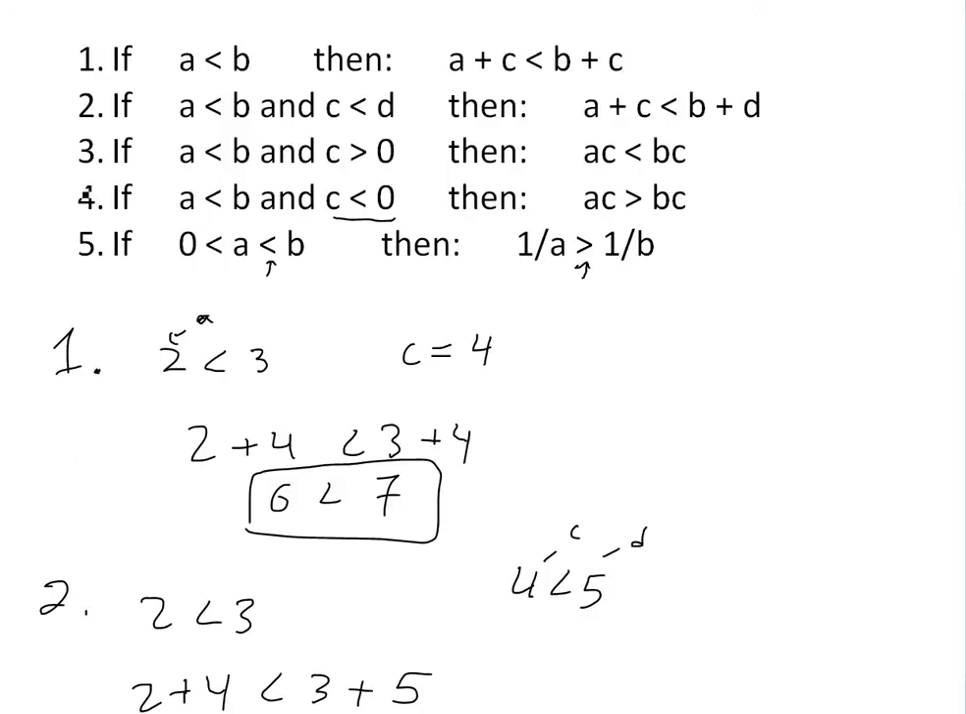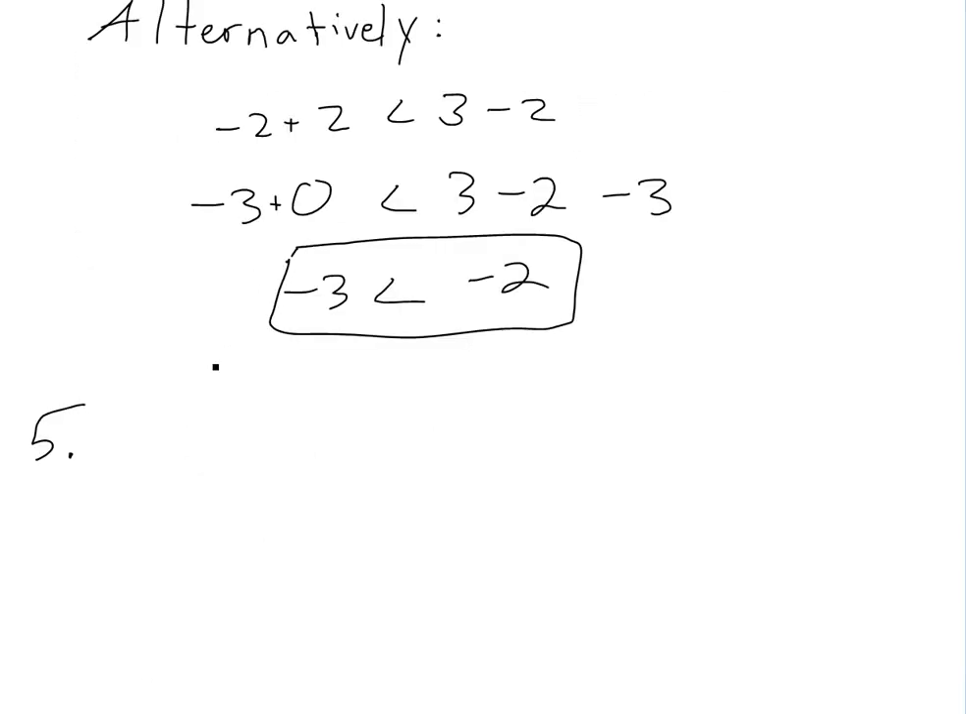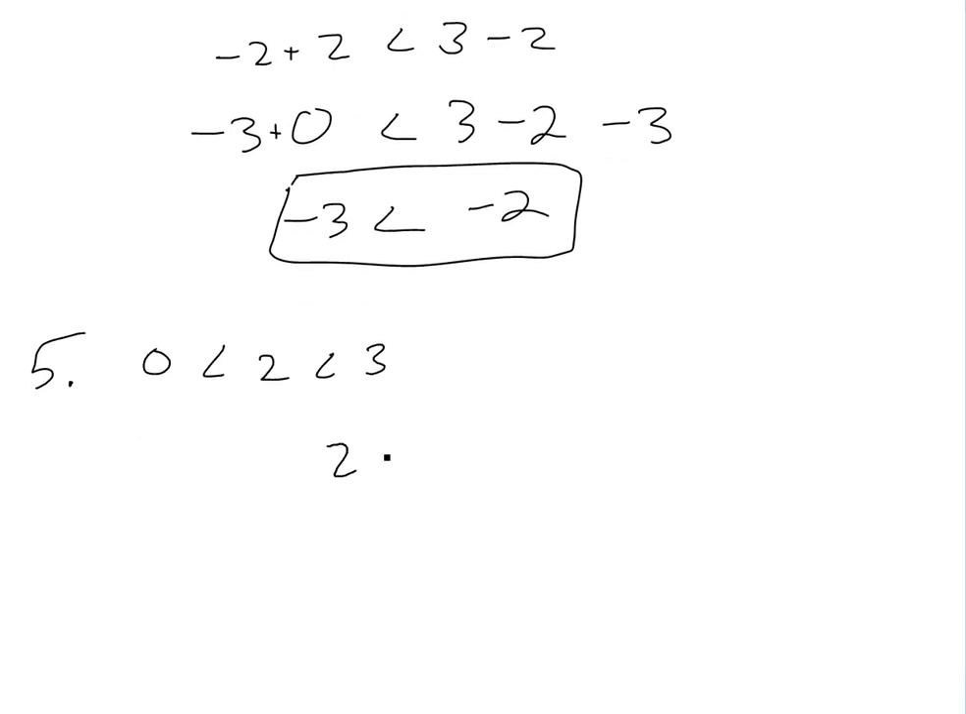In number 5, the rule is basically that if a and b are positive, and a is less than b, so both are greater than 0, then you switch signs when you take reciprocals: 1 over a is going to be greater than 1 over b, even though a is less than b. Let's look at this further using 2 and 3 again. 2 is less than 3. The way I usually get this wrapped around my head is to look at 2 as less than 3.